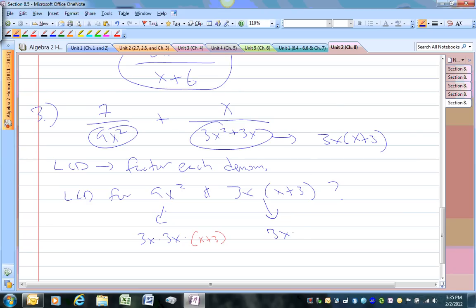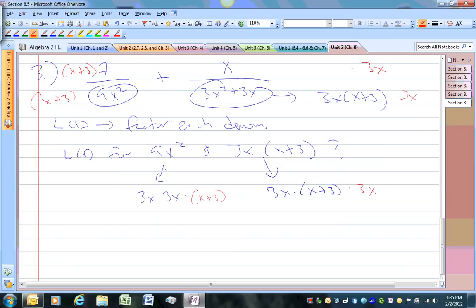You have 3x times x plus 3. We need another 3x. So now these are identical. So I'm going to multiply this by x plus 3 and multiply this by 3x. So now I've got myself the following.